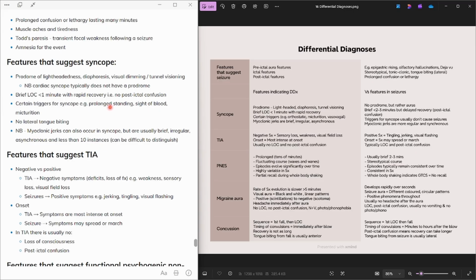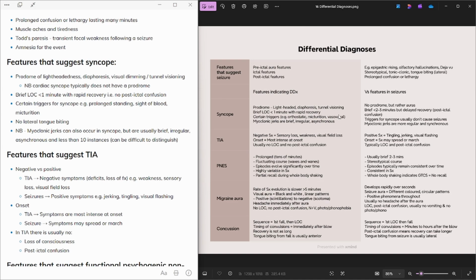Features that suggest a syncope are that they usually have a prodrome, where they feel lightheaded or sweaty, and they may have dimming of their vision or tunnel vision, although it is important to note that cardiac syncope typically does not have a prodrome, so it occurs with a sudden onset loss of consciousness. In contrast, seizures don't have prodromes, but rather they have auras, or they go straight into a tonic-clonic seizure. In syncope, the loss of consciousness is brief, usually less than a minute, and the patient recovers quite rapidly without any post-ictal confusion.